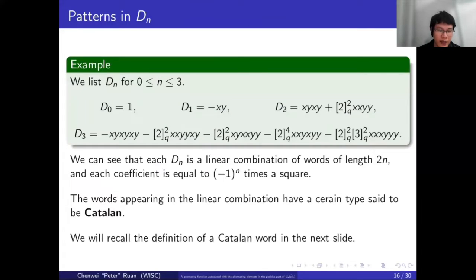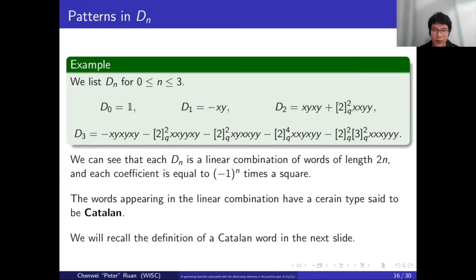Let's now look at a few examples of D_n. We list D_n for n from 0 to 3. D_0 is 1, D_1 is minus xy, D_2 is xy xy plus bracket 2 sub q squared xxyy, and D_3 is as follows. We can see there's a pattern in D_n. First, each D_n is a linear combination of words of length 2n. Also, each coefficient in the linear combination is minus 1 times a square. And the words appearing in these linear combinations are of a certain type, said to be Catalan.